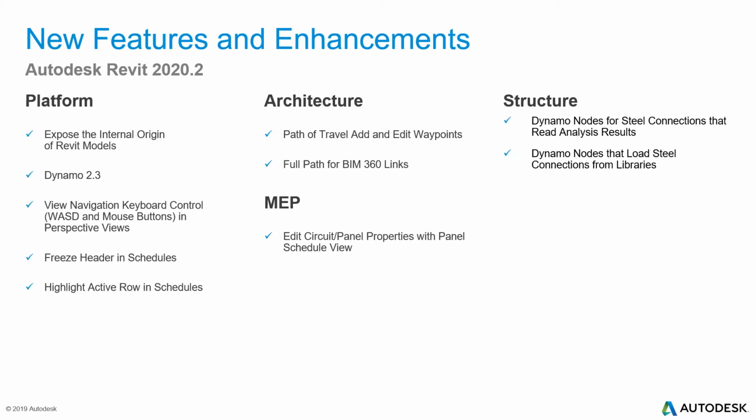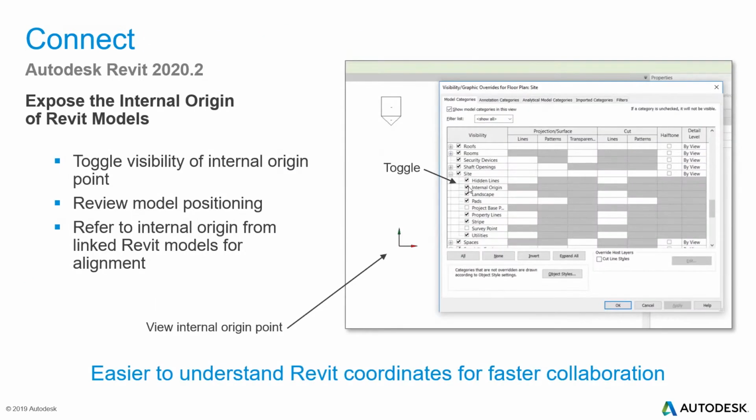And in architecture, you can enhance the path of travel by adding and editing waypoints. You have full path for BIM 360 links. In MEP, you can edit circuit panel properties with panel schedule view, and for structural, you have Dynamo nodes for steel connections that read analysis results, and Dynamo nodes that load steel connections from libraries.